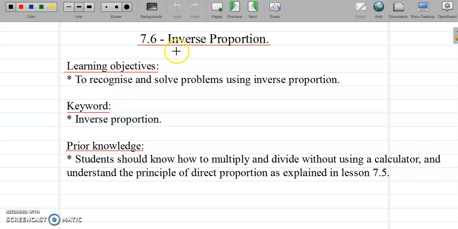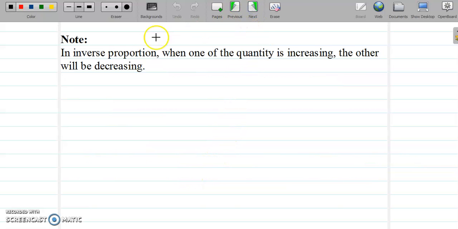Okay, today's topic, we look at inverse proportion, and the learning objective is to recognize and solve problems using inverse proportion. So the keyword is inverse proportion, but before we embark on this, students should know how to multiply and divide without using a calculator and understand the principle of direct proportion. We have done that before, as explained in lesson 7.5. That was the last lesson we did. Okay, so let's look at this now.